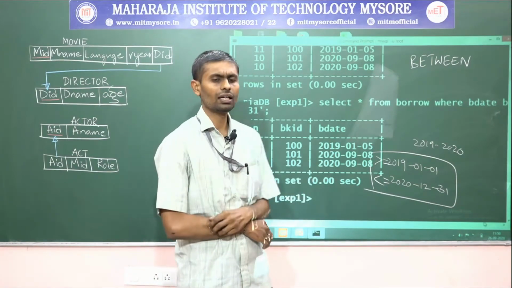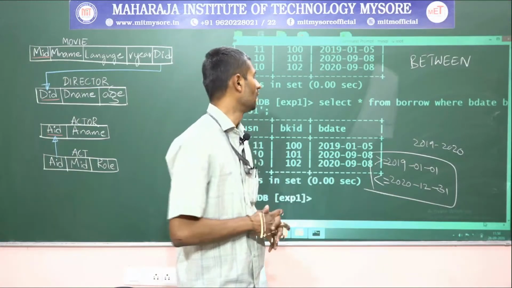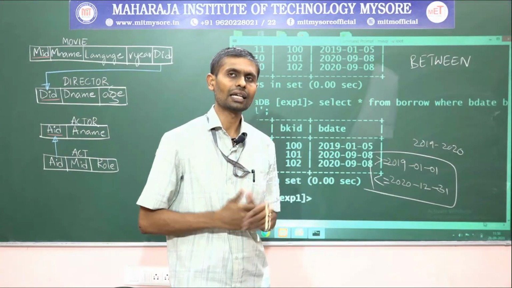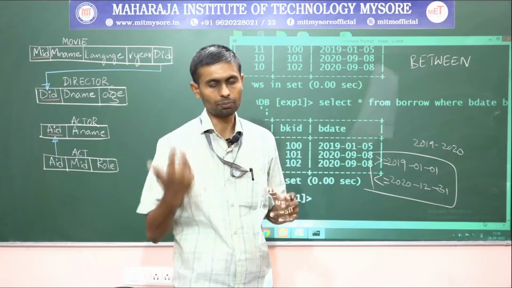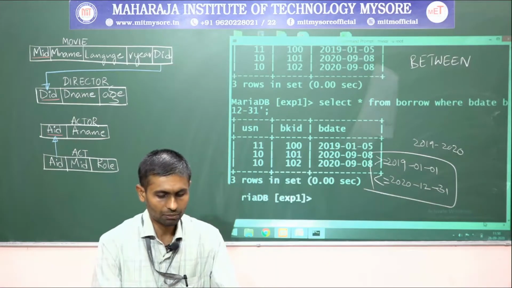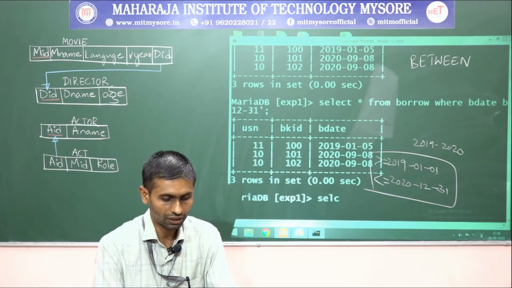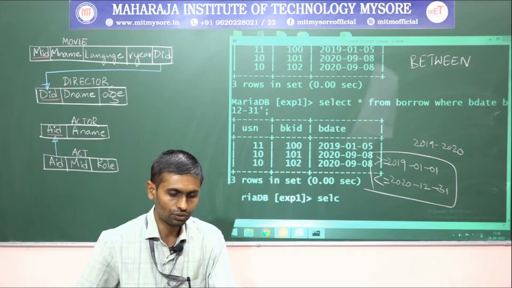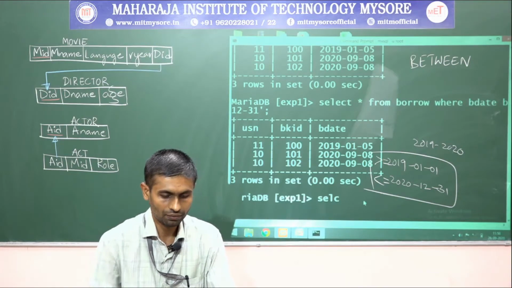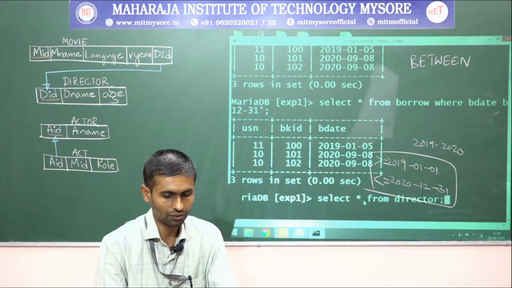So now we learned one interesting keyword of DBMS, that means SQL, that is BETWEEN, to extract any values, the tuples which are lying between the two specified range, right? So let me take up a similar kind, because you may feel, sir, that it works only for dates. No, it works for integer values also. Let me take up one such example. So select star from director. We are having a director table, you know.